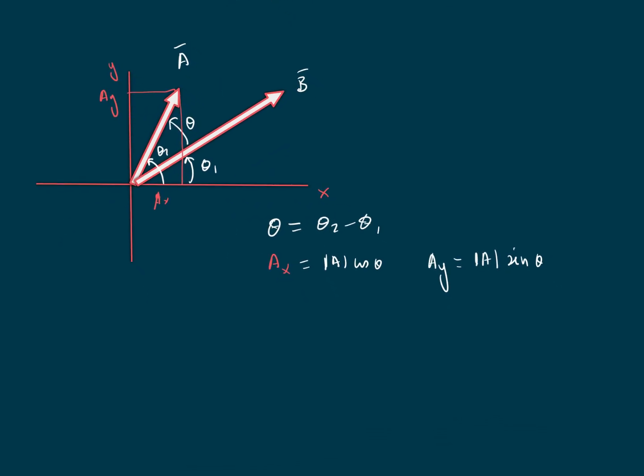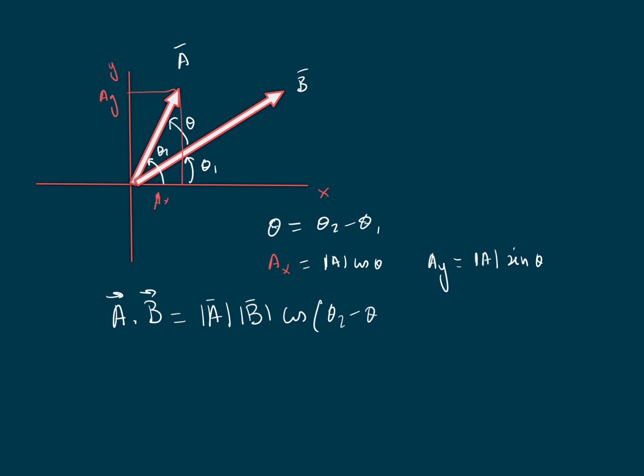Okay, can we express the dot product in a different way? Yes, this is a useful way to express the dot product. We have said that A dot B is the magnitude of A by the magnitude of B by the cosine of the angle that they form. But the angle that they form is theta, and theta is theta 2 minus theta 1. This is this angle. So it is multiplied by the cosine of theta, which is theta 2 minus theta 1.